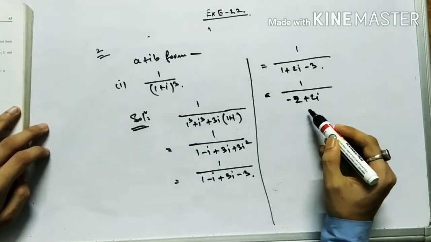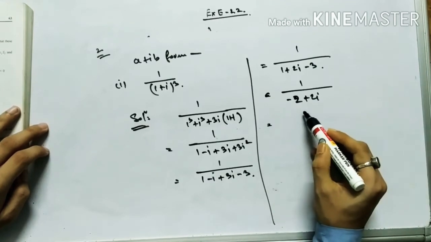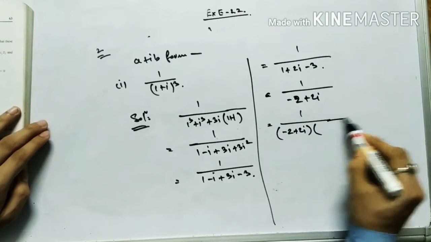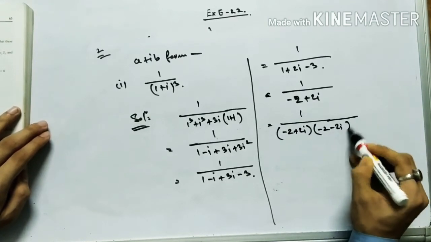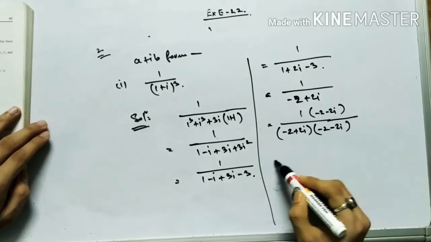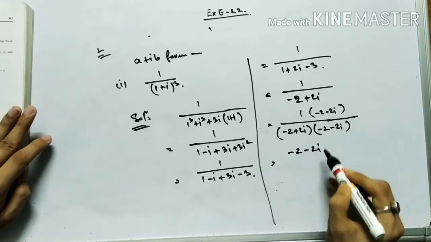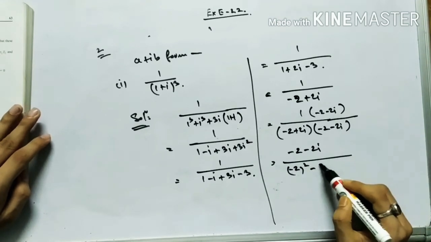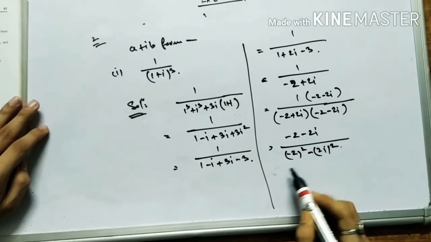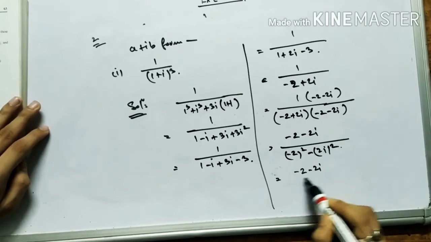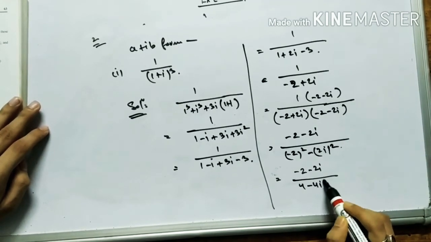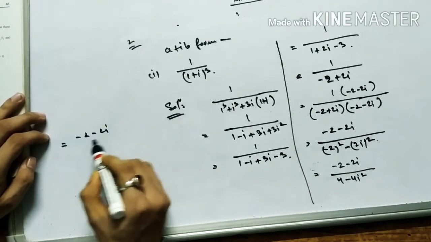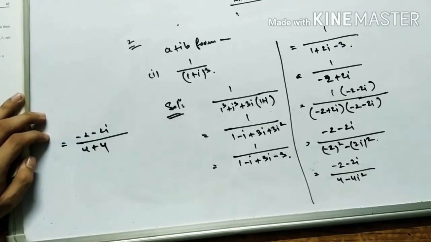I have to express it in a plus ib form. So now what I will do: 1 by (minus 2 plus 2i), I will multiply both sides by minus 2i. In the denominator I get minus 2 the whole square minus (2i) the whole square, so minus 2i by 4 minus 4 i square. So now it is equal to minus 2i by 4 plus 4.